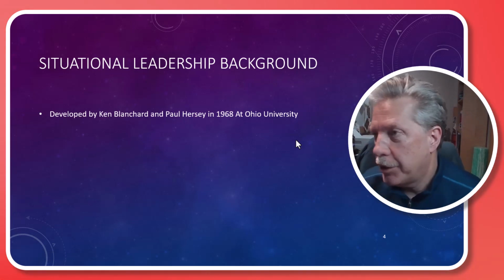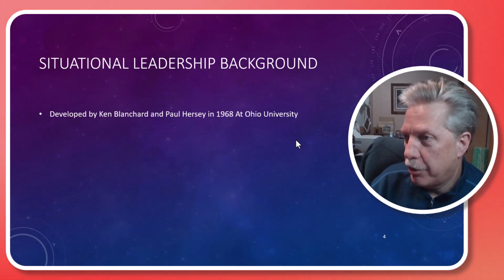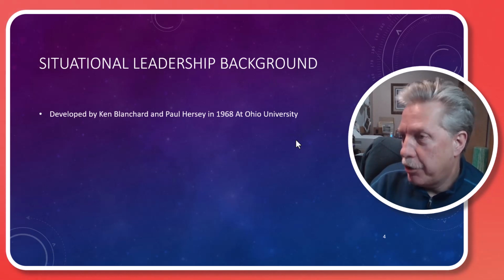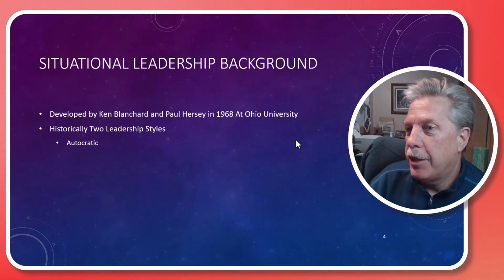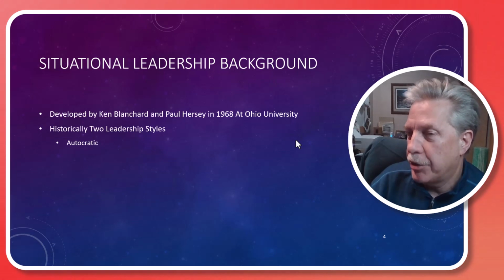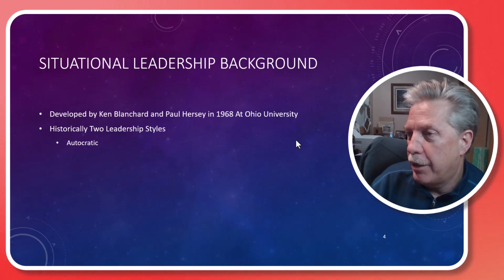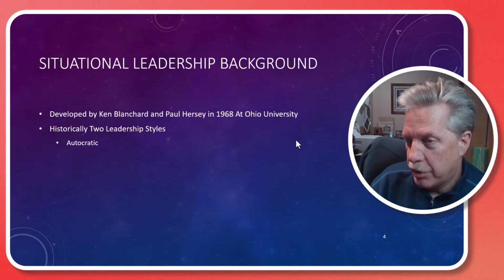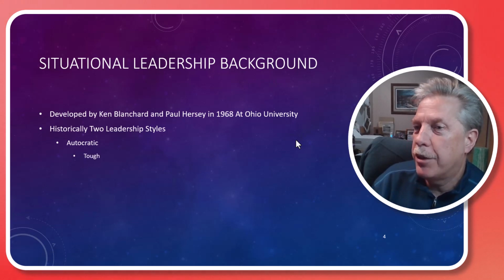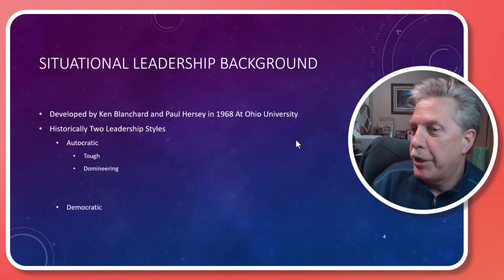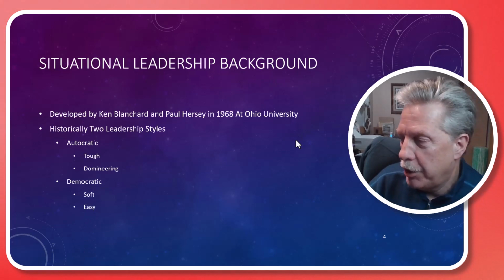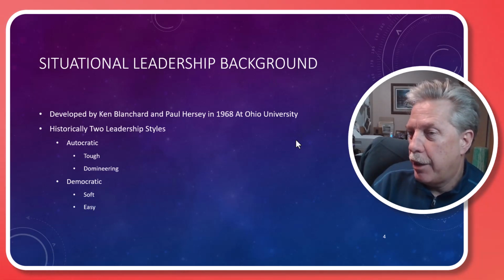So, some background in situational leadership. It was developed by Ken Blanchard and Paul Hersey while they were at Ohio University in 1968. They did an extensive study of various companies, and from that survey and interviews with those companies, they identified 2 basic leadership styles: an autocratic one, which was tough and domineering, and then a democratic one, which was soft and easy. So those were the 2 leadership styles that were predominantly found in the companies that they looked at.